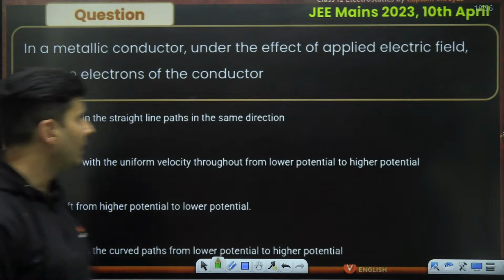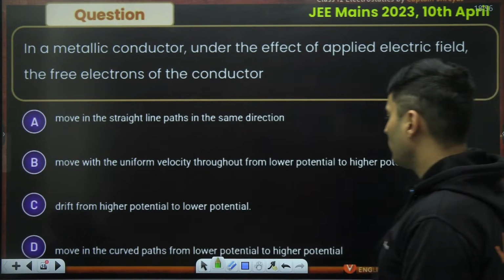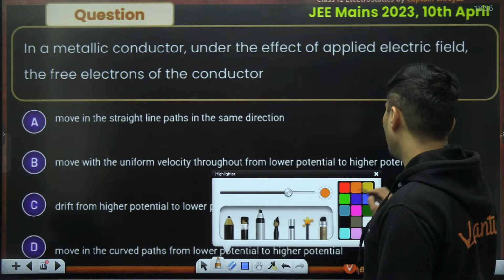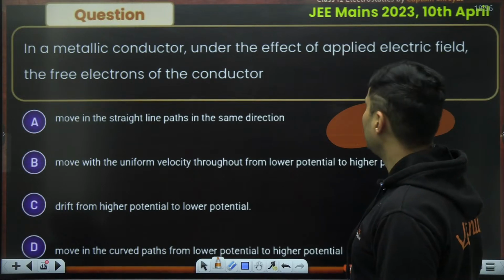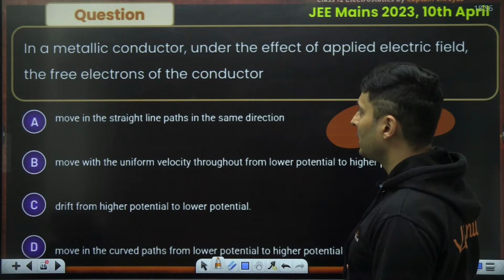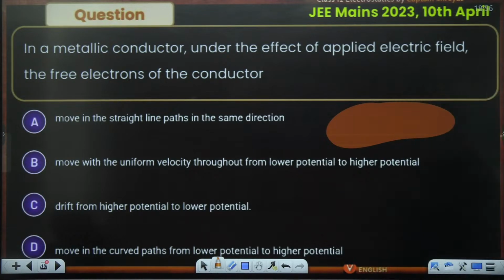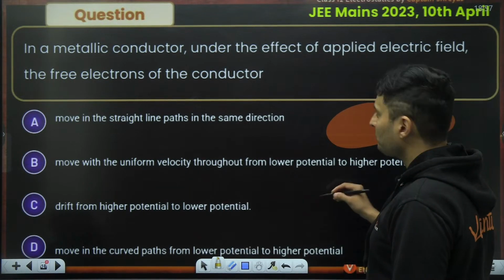In a metallic conductor, under the effect of applied electric field, the free electrons of the conductor: move in straight line paths in the same direction, move with uniform velocity, drift from lower to high potential, drift from high potential to lower potential, or move in curved paths from lower potential to higher potential. So you have a metallic conductor, just visualize this. We are talking about electrons over here.